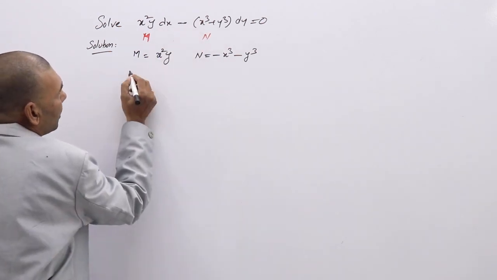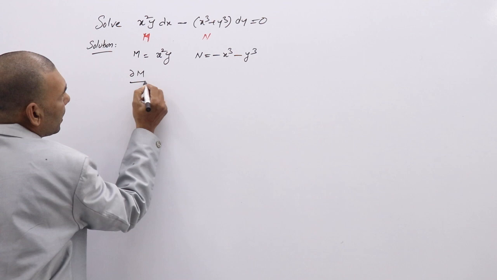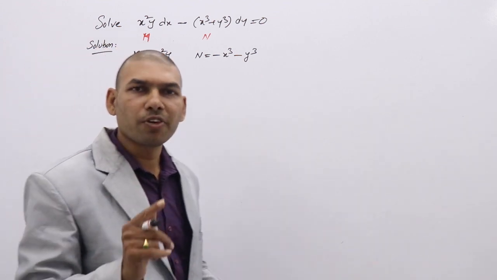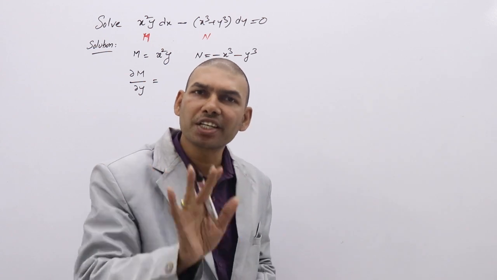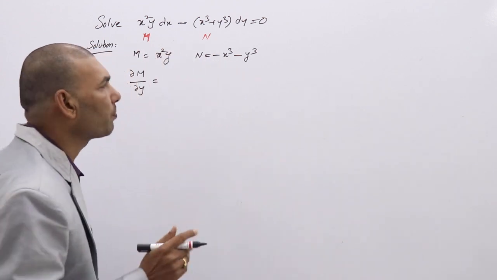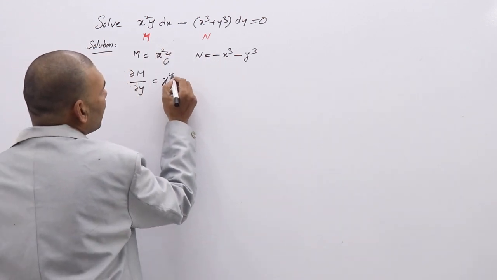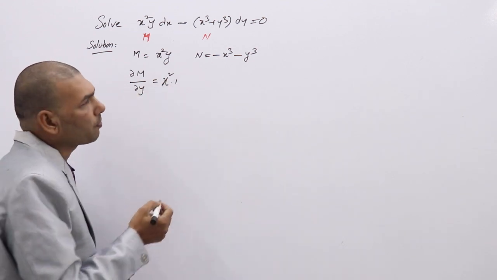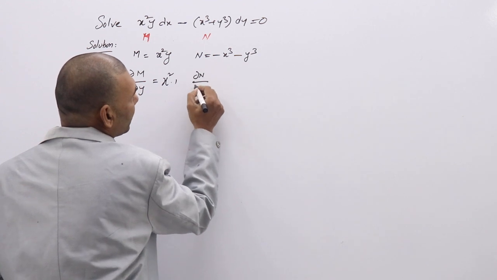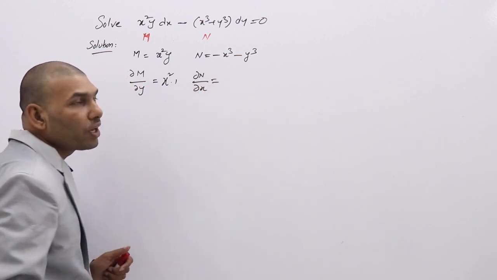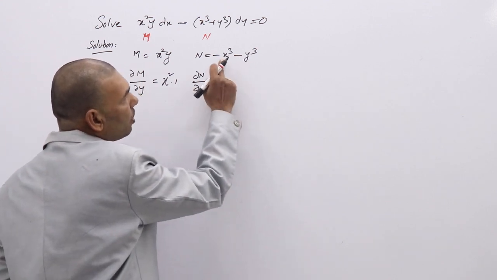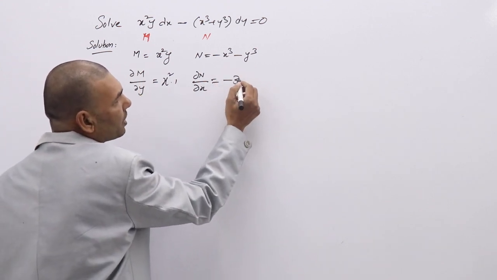So now coming to dou M by dou y, differentiate partially with respect to y. Differentiate y terms only, don't differentiate x, keep x as constant. So x square constant, differentiation of y is 1. So that is x square. Dou N by dou x, differentiate x terms only, don't differentiate y, keep y as constant. So this becomes 0. Differentiation of x cube is 3x square.